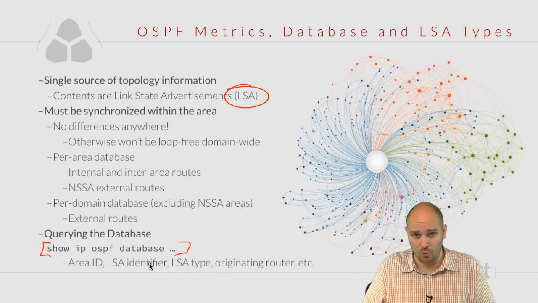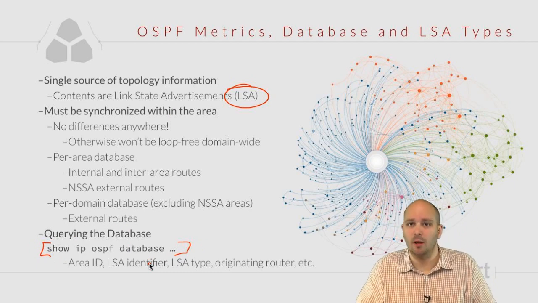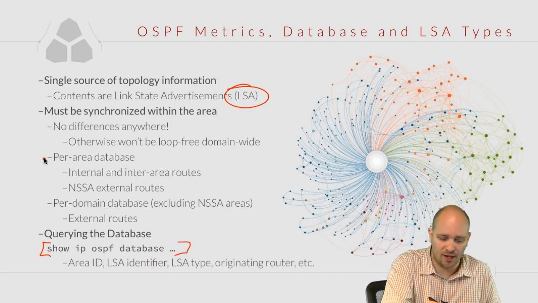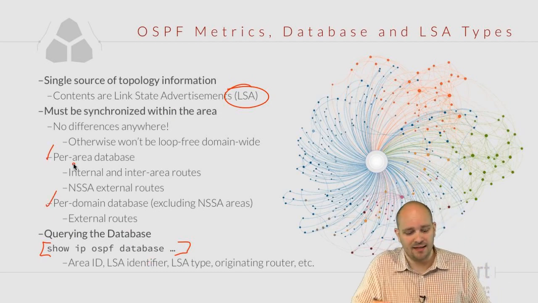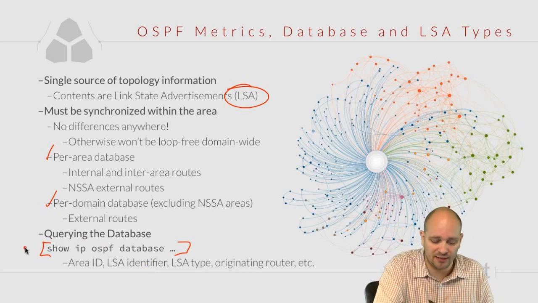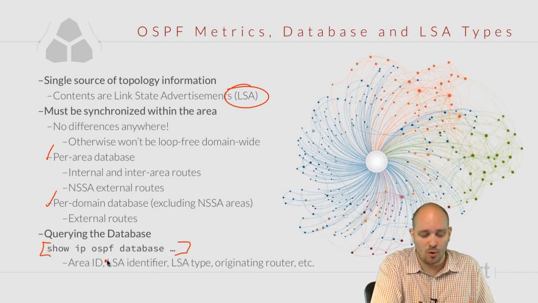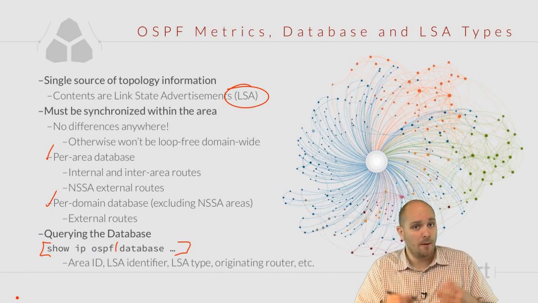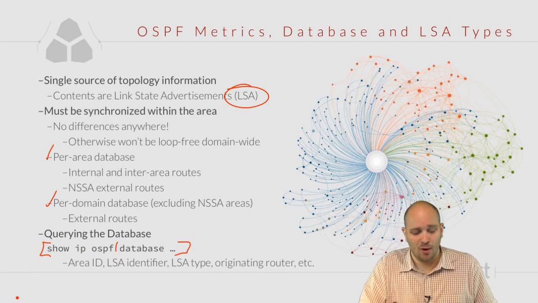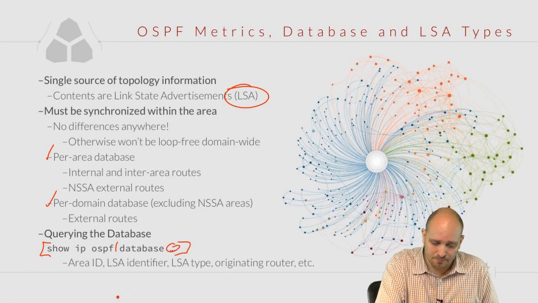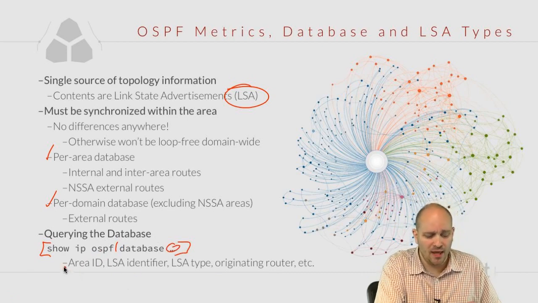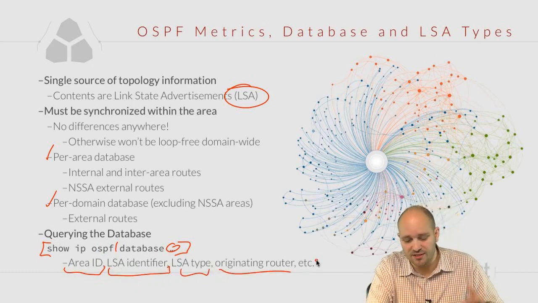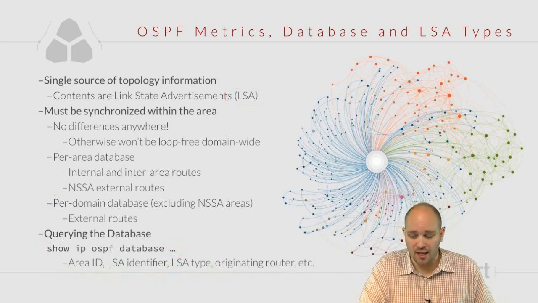If you're running multiple OSPF processes, and that is possible, each separate process will have their own set of databases, per area databases and per domain databases, and you can query those individual databases with a command like show ip ospf 1 database, or show ip ospf 2 database for OSPF process 2. And after this database, we can specify, for example, the area ID that we want to look at, the LSA identifier, the LSA type, the originator router, and so on and so on.